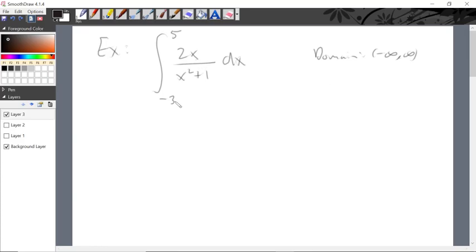Right, if it was an odd function and if it was over a symmetric interval like -3 to 3, you don't have to do anything else. You just say the answer is 0. Right, that would be convenient. Okay, but we need to now perform the substitution.